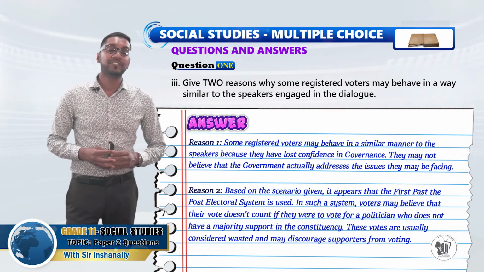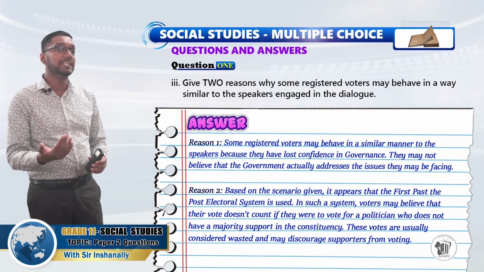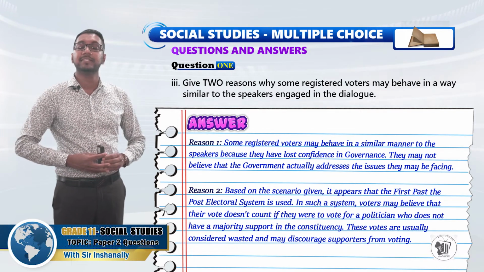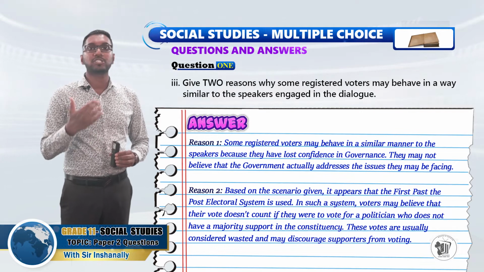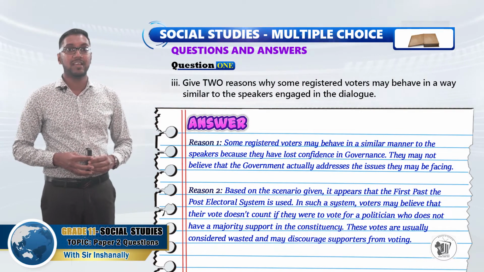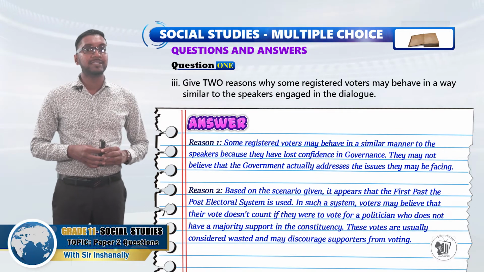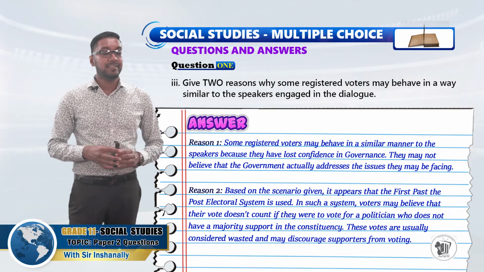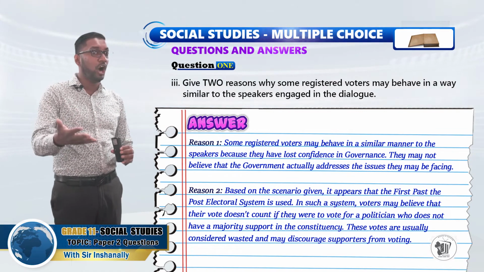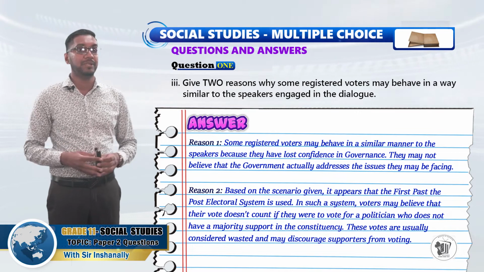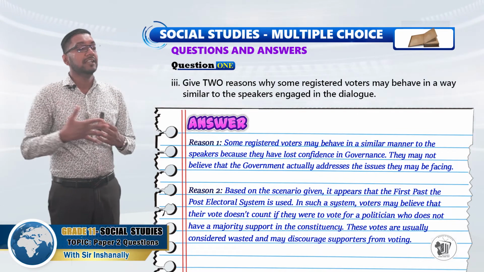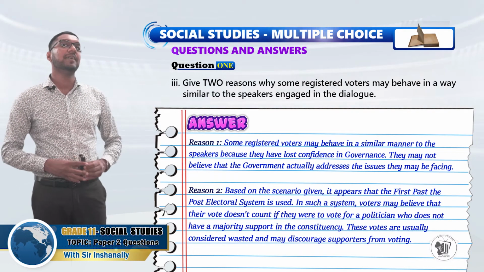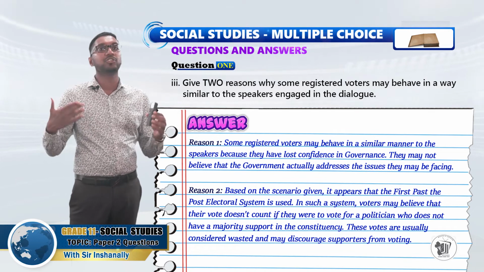All right, let's look at some of the responses that I have. I believe that some registered voters may behave in a similar manner to the speakers because they have lost confidence in governance. They may not believe that the government actually addresses the issues they may be facing. They believe that it doesn't matter who is in power, the same outcome will happen. Their needs will not be met, their voices will not be heard, so they feel very discouraged about the entire process and may choose not to go and vote.